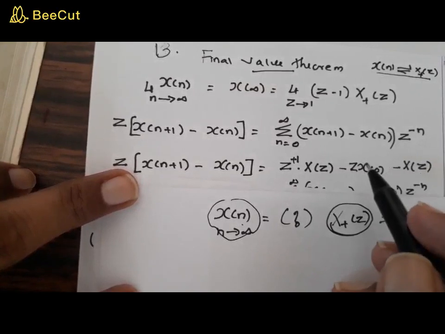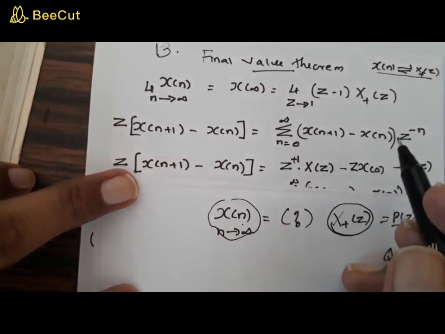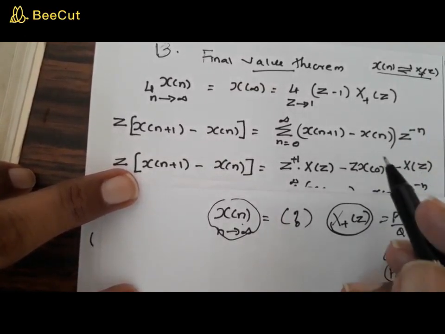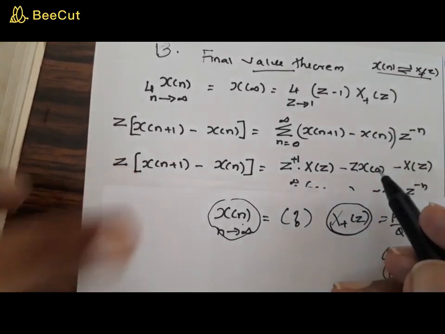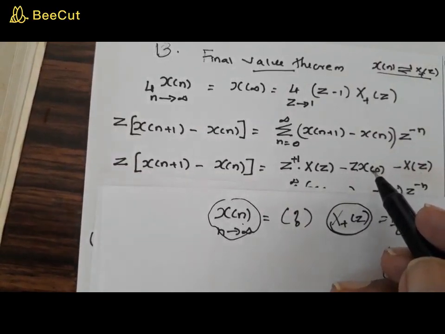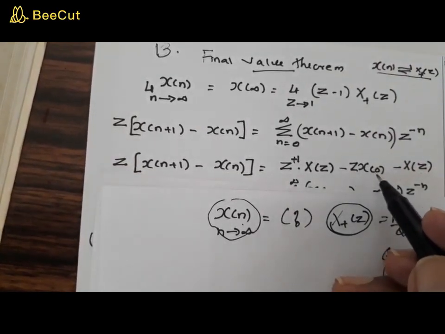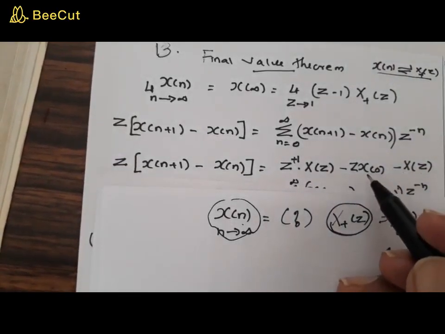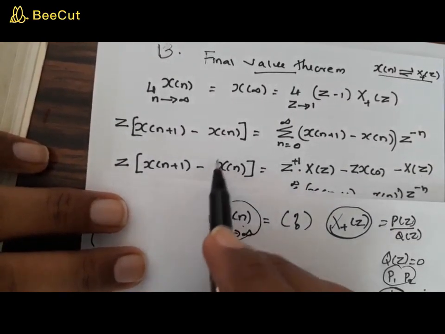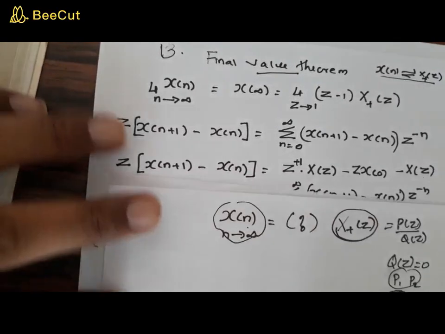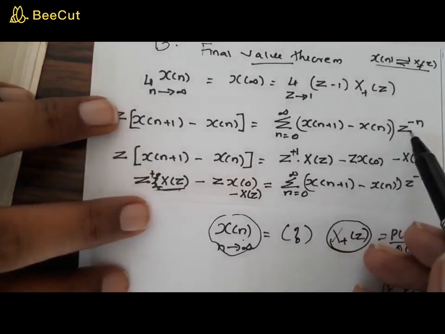That is, it is actually sigma k equal to 0 to m minus 1. Here m minus 1 is 0, so 0 to 0, you will be having only one value. You can just refer to what I have taught you in the previous videos. So z into x of 0, minus, this is small x of 0, minus X of z. What is X of z? It means the z transform of this x of n. So you will be getting this, and now you can equate to the right hand side.